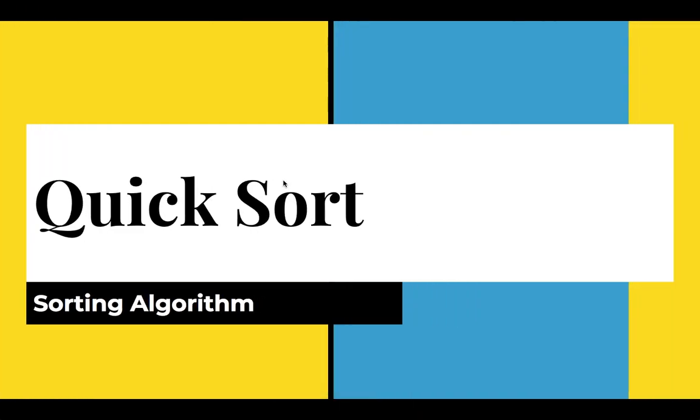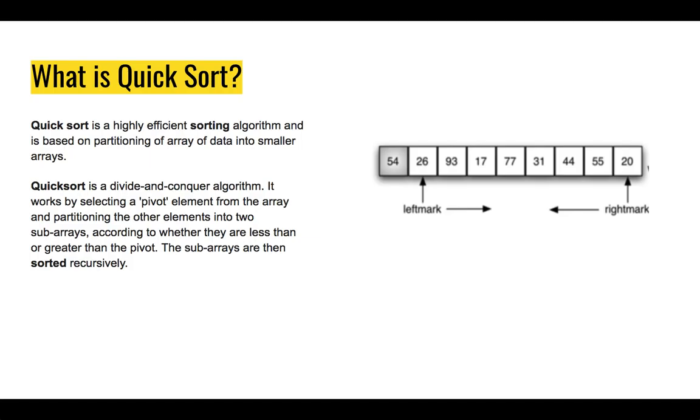Today we are going to learn a new sorting algorithm, which is quicksort. Now, what is quicksort? Quicksort is a highly efficient sorting algorithm and is based on partitioning the array of data into smaller arrays. This is basically an array divided into smaller subarrays and sorted recursively.